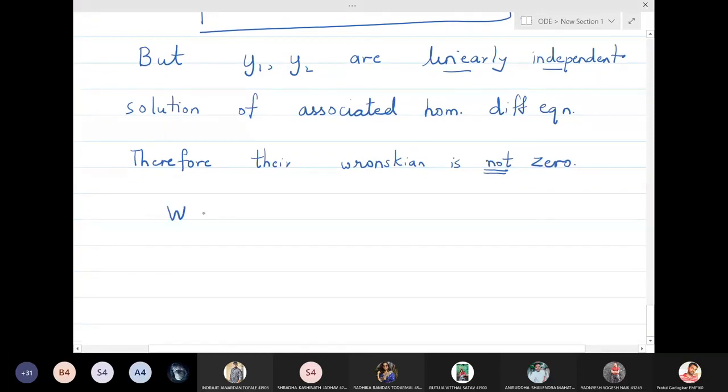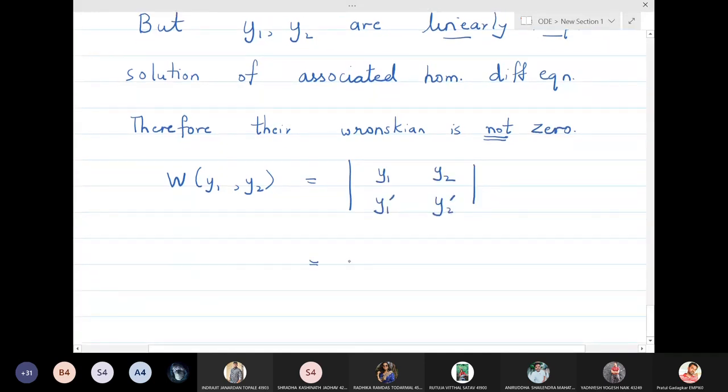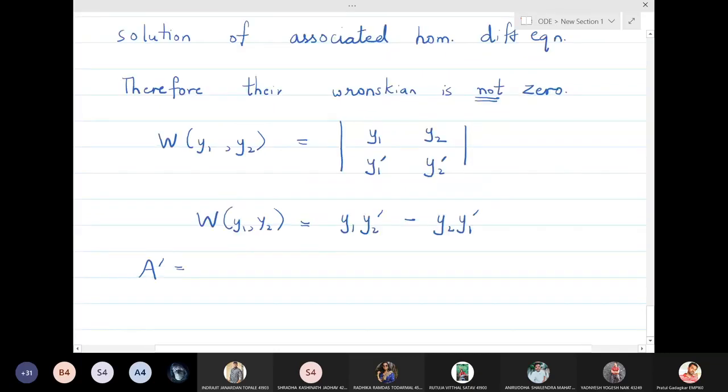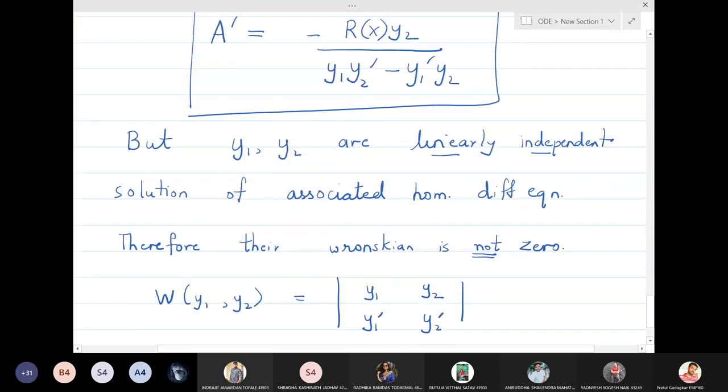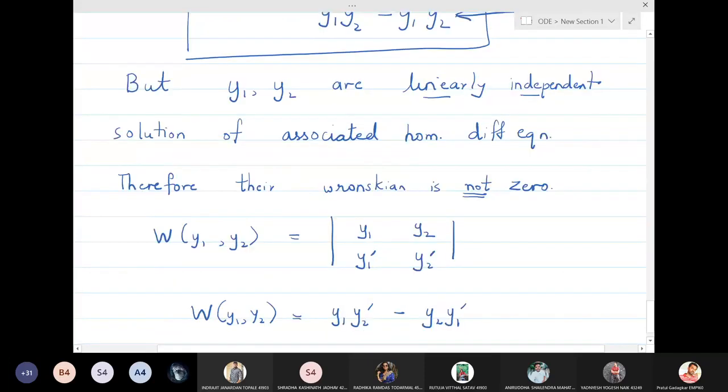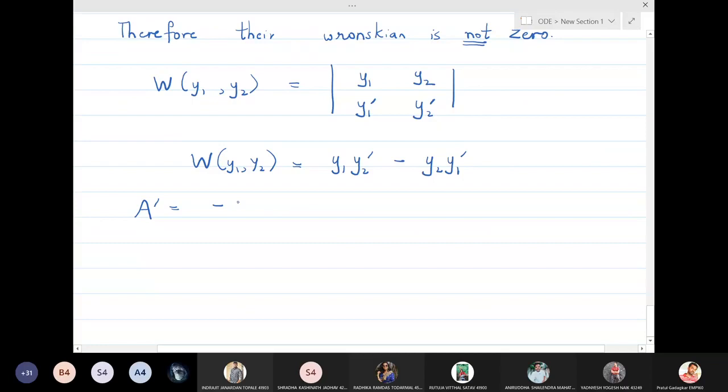So what is the Wronskian? The Wronskian of y1 and y2 was the determinant of y1, y2, y1', y2', which is equal to y1 y2' minus y2 y1'. This is the Wronskian of y1 and y2. So using this, my formula for a' becomes, let me see, a' is minus rx y2 upon this particular denominator, which is the Wronskian. So a' is equal to minus rx y2 upon the Wronskian.